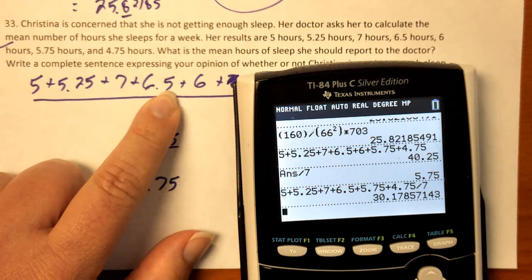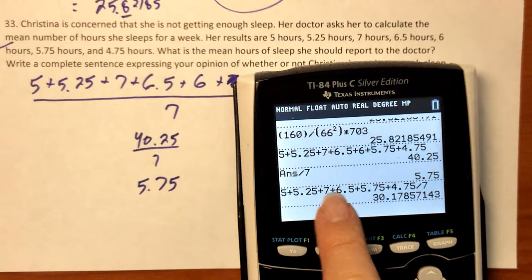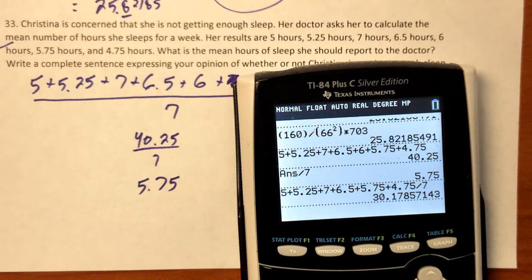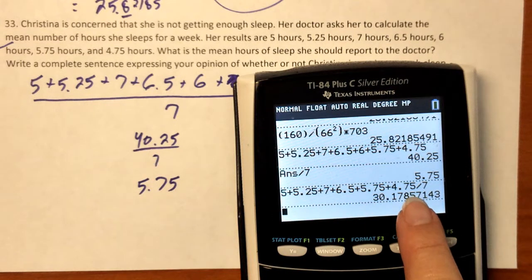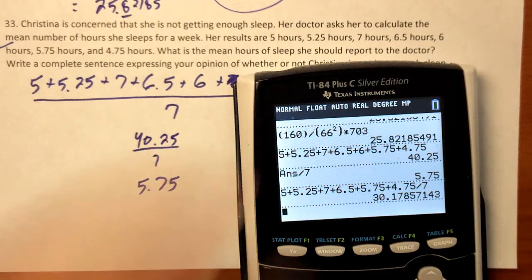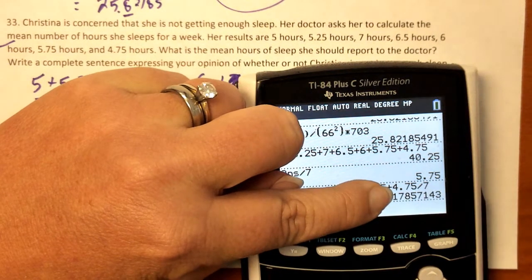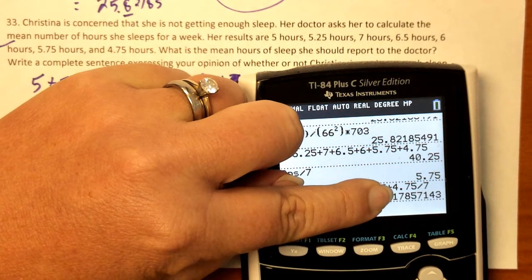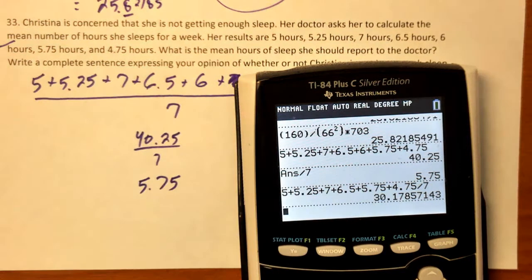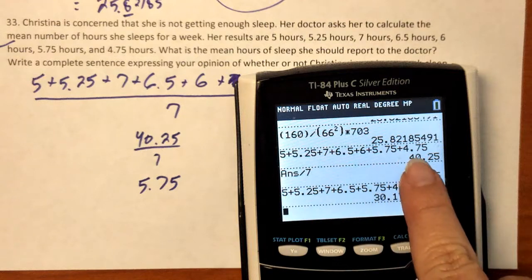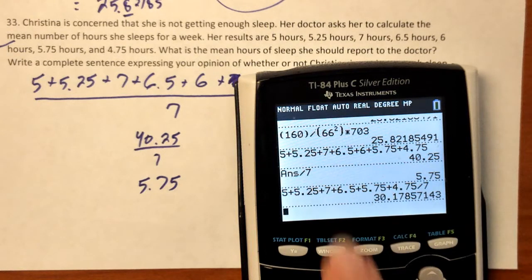So what happened is my calculator knows order of operations. My calculator said, oh, you're doing some adding and division? Oh, you need to do the division first. So it only divided that very last number, 4.75, by the 7, and that's what got added to the other numbers. So my recommendation is that you type in all the adding and take that result and divide by 7.